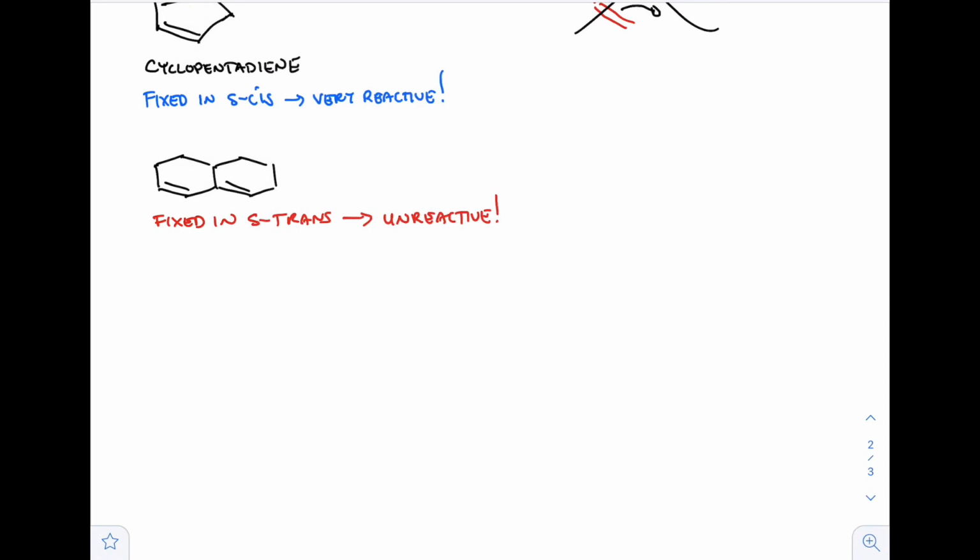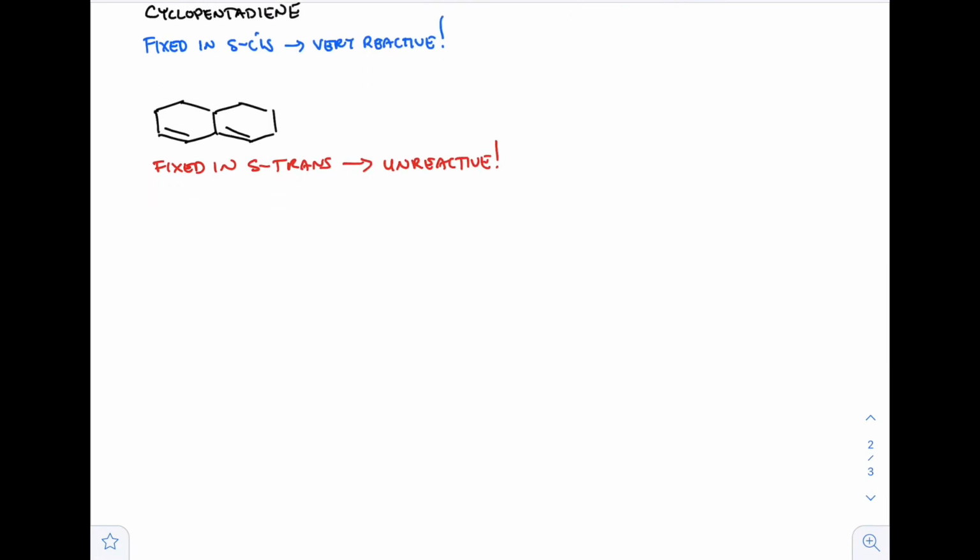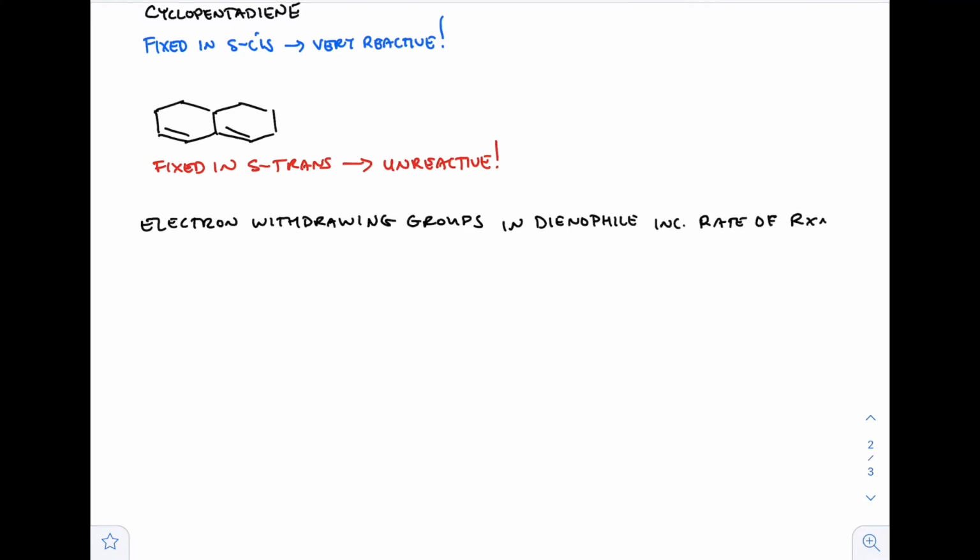It's unreactive. So again, you need the diene in the S-cis conformation. And this, again, can just happen by simple bond rotation. But if it's stuck in that position, then it's going to react faster. Okay. So let's talk about electron withdrawing groups in dienophiles. Okay. What they do is they increase the rate of reaction.